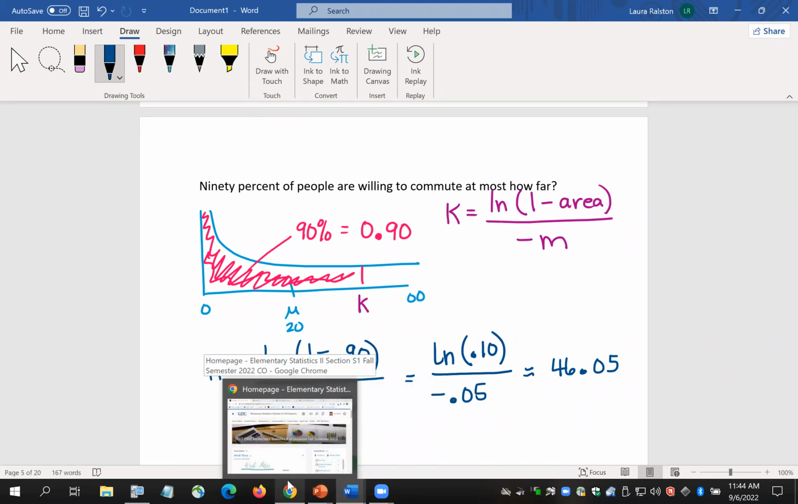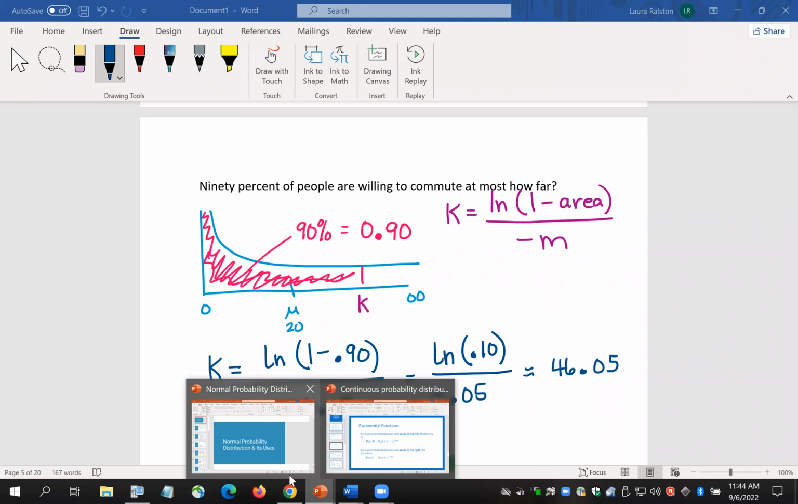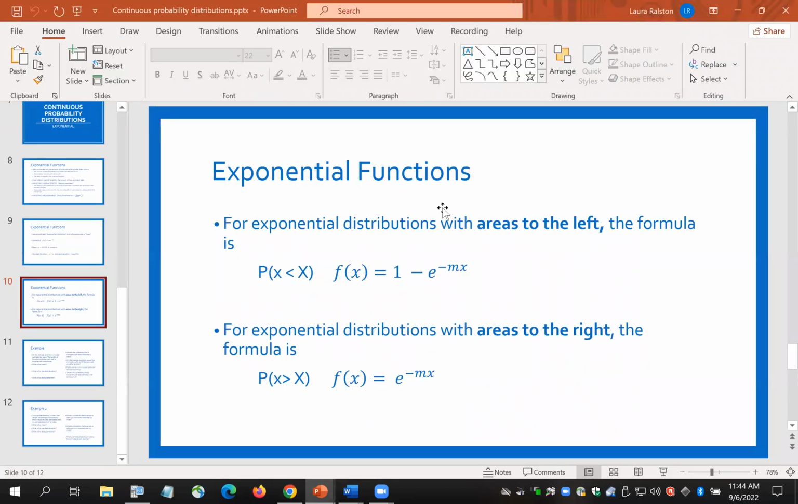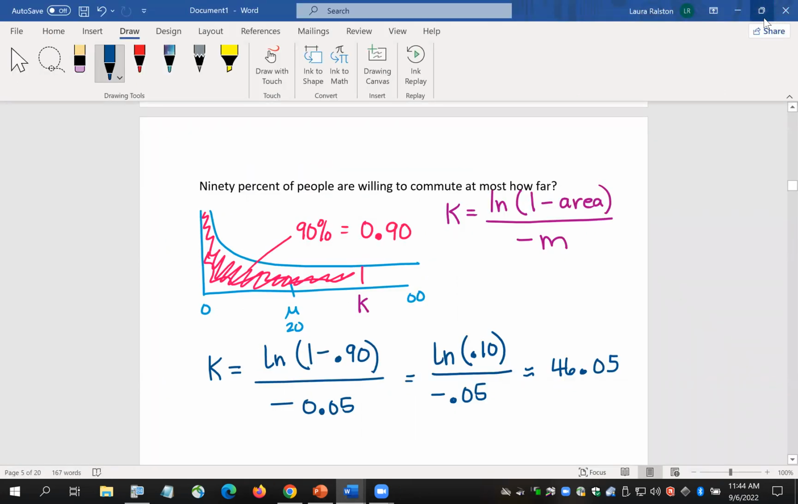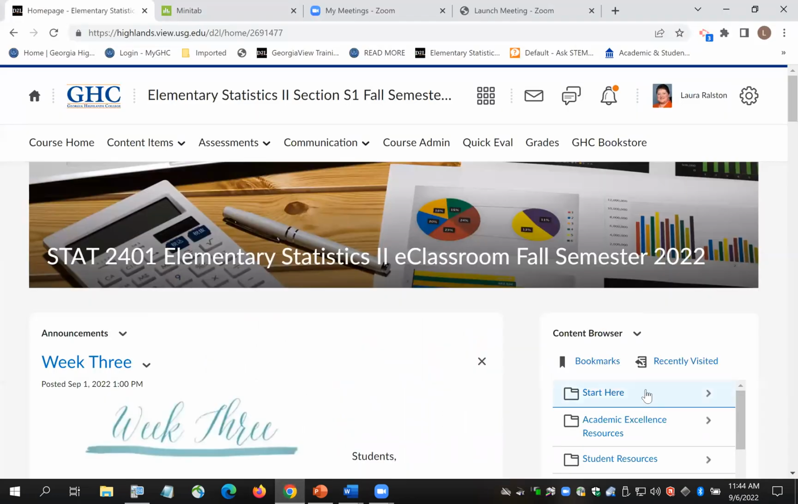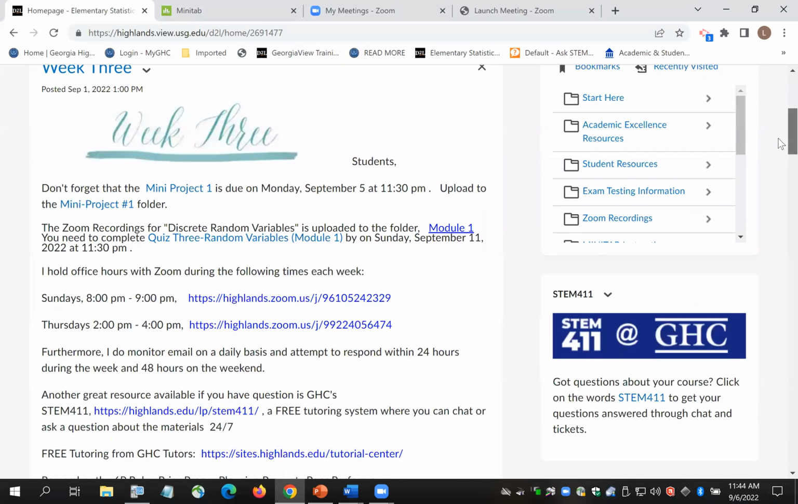Okay, that does two things for us. That finishes the discussion of exponential functions that was remaining from last week. You are now able to do quiz 3, which is due on Sunday. It also finishes module 1.